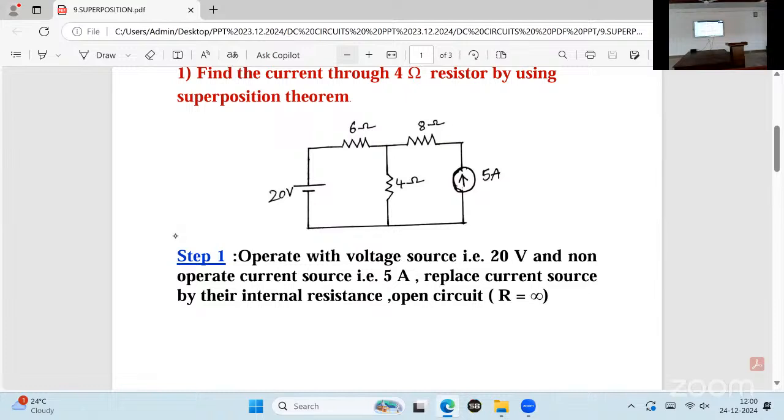If you want to run with 5, what is the non-operative? Voltage source. This is the sentence. Then draw the diagram. See the original diagram. Depending upon this sentence, we have to draw the diagram.